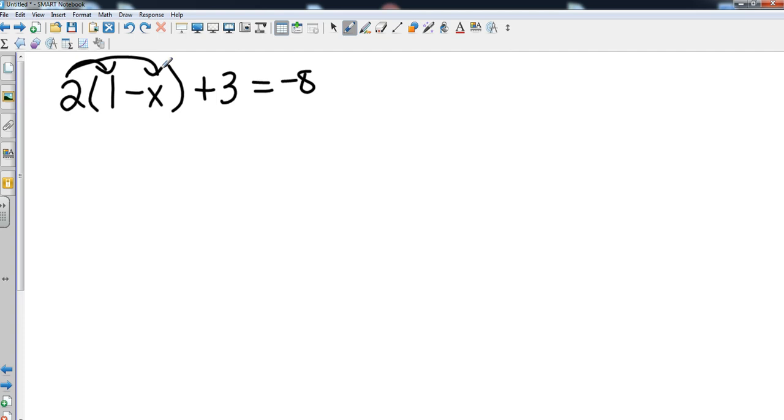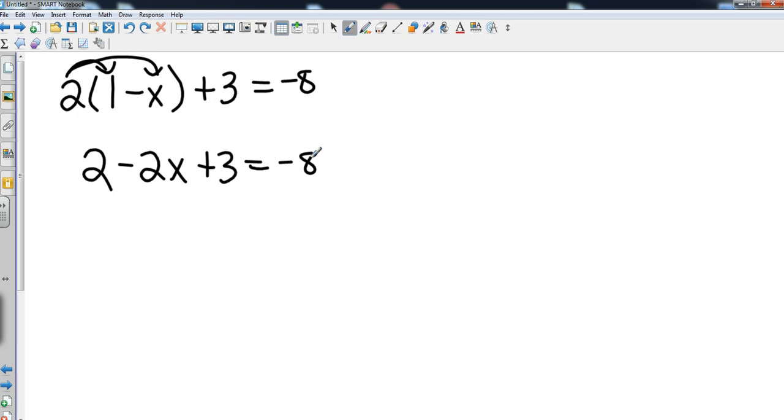And after a while, you will hate to draw them, and you'll keep asking me, Mr. No, do I have to draw those stupid arrows? So I just went ahead and labeled them stupid arrows, in my opinion. And so, yes, you are going to have to draw them every time you have a distributive property problem. So in this case, 2 times 1 is 2. 2 times negative x is going to give me negative 2x. And then I have the plus 3 on the outside equals negative 8.